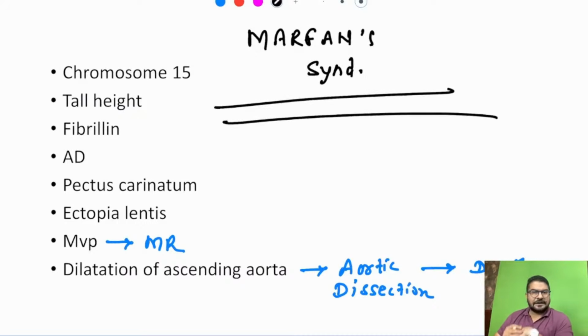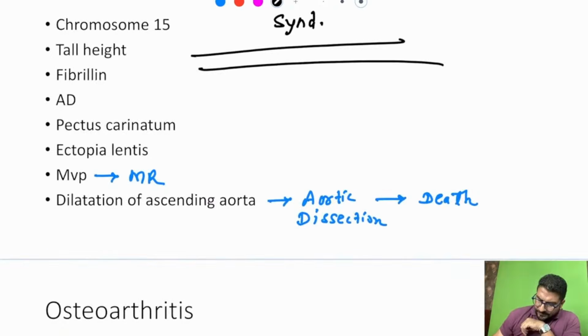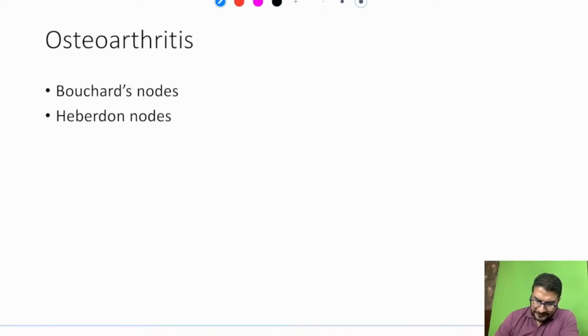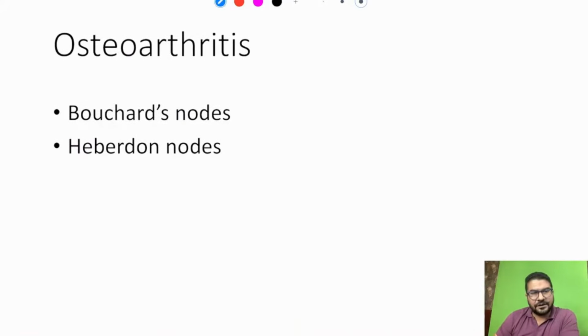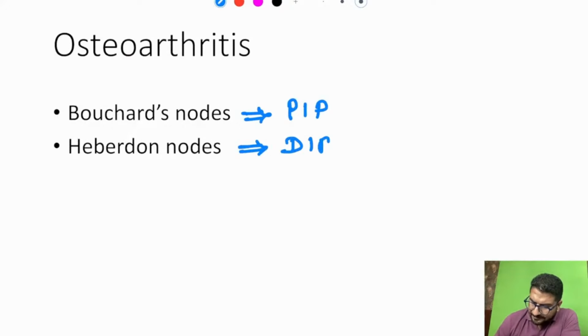Done. So these are all the MCQs which you have to remember on Marfan syndrome. Moving to osteoarthritis, understand in osteoarthritis you will see Bouchard node and Heberden node. So understand this Bouchard node, where is it seen? In the PIP joint, and Heberden nodes are seen in the DIP joint. So osteoarthritis will have this node formation.